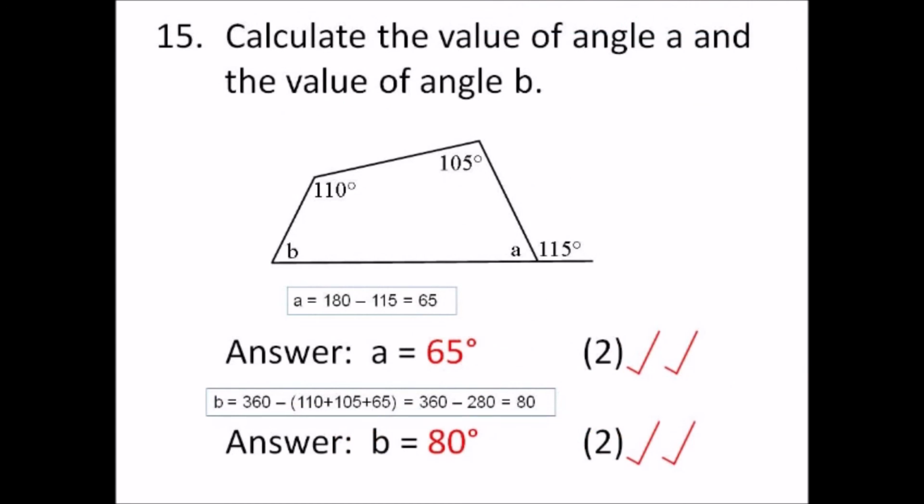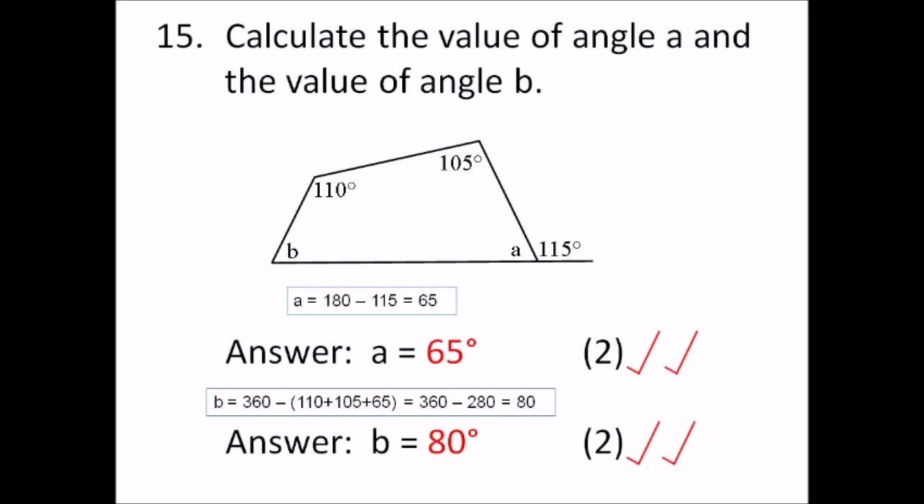And we move on to number 15. Calculate the value of angle A and the value of angle B. First you find A, straight line. So it's 180. Take away 115. That's how I got to 65. Once you get 65, add those three: 65, 105, 110. And then subtract that answer from 360.